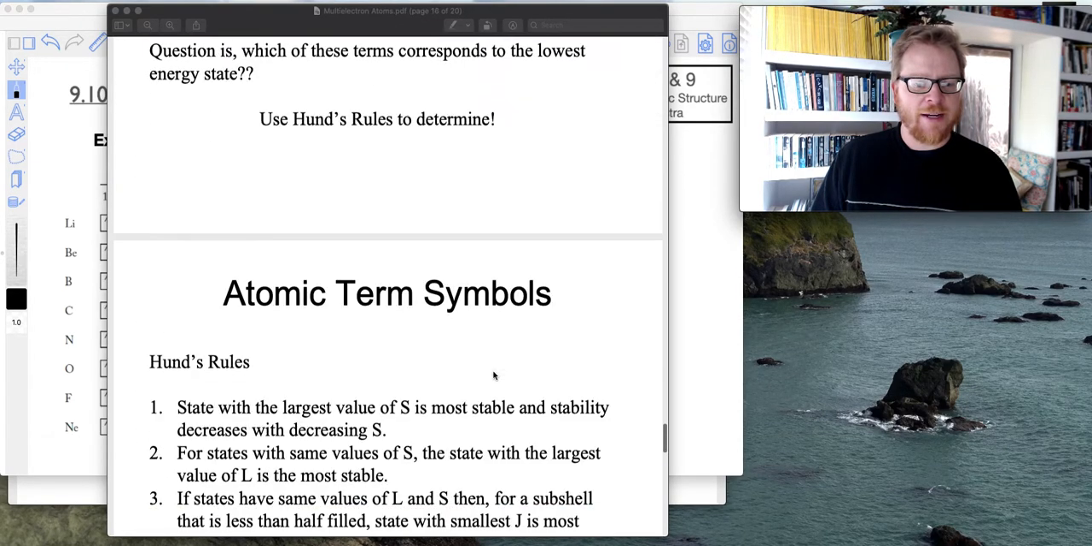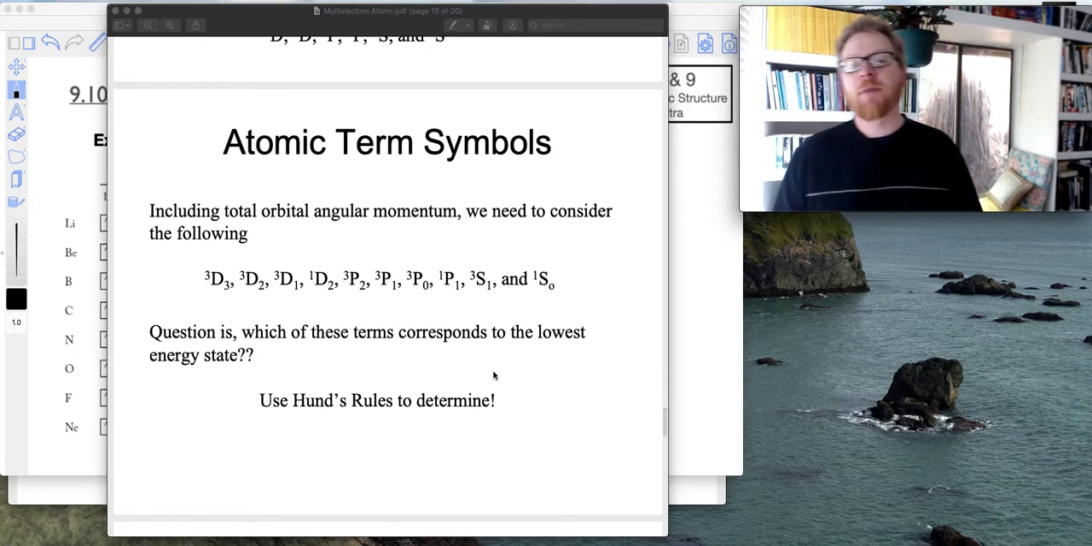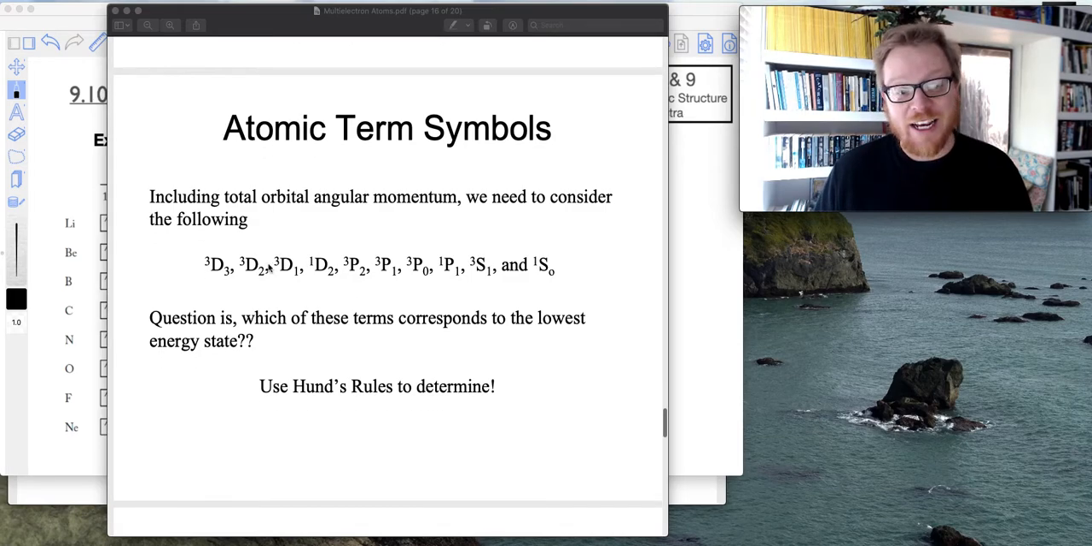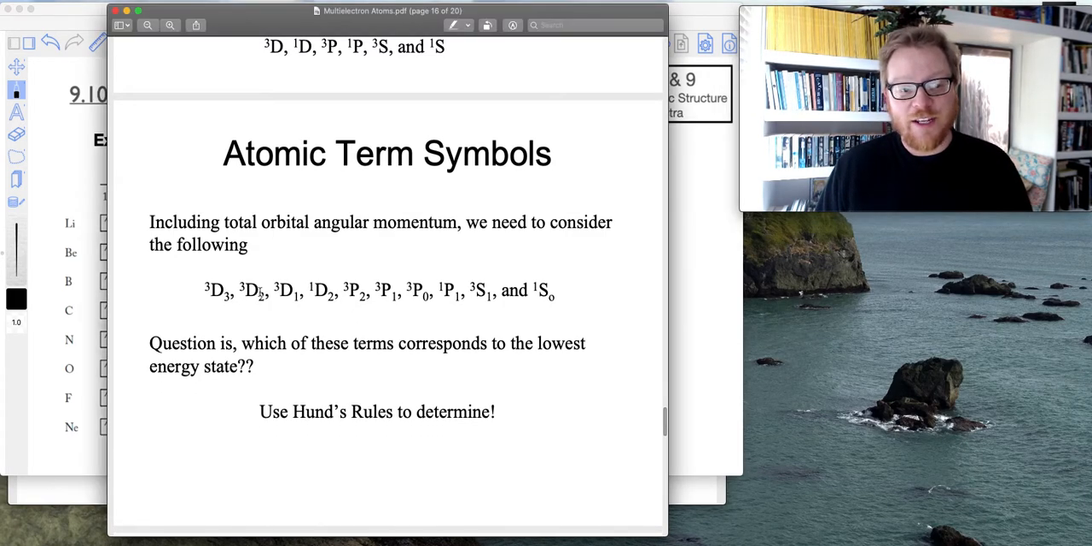Let me find that example right here. Aha, okay. So here it walks you through this example, just like what I did, where you get all of these crazy possibilities when you start including those J values. So for example, when you have a triplet D, then triplet D3, triplet D2, triplet D1 all become possible. So which of these terms corresponds to the lowest energy state? Well, we use Hund's rules to determine.